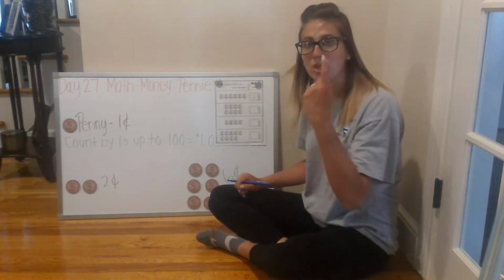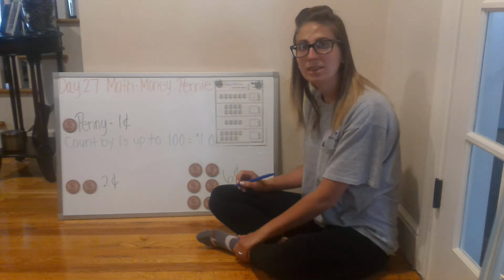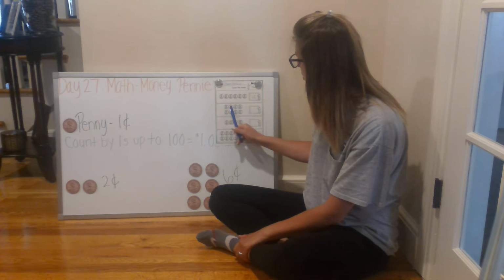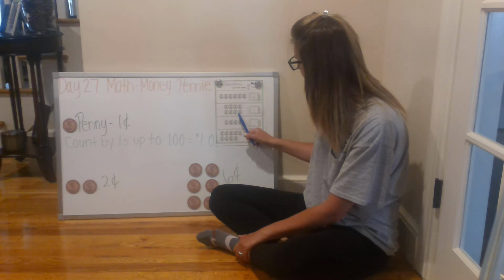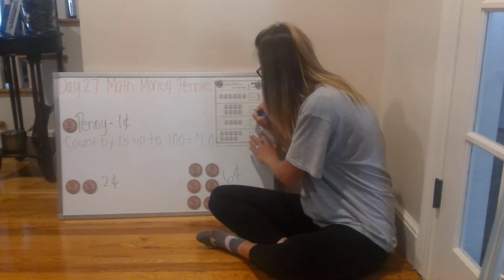Okay, and then we'll complete one more problem together, so let's drop down to the second box and let's count and let's see the total number of pennies that we have together. We have 1, 2, 3, 4, 5, 6, 7, 8. So now in this box, I'm going to write 8 cents.